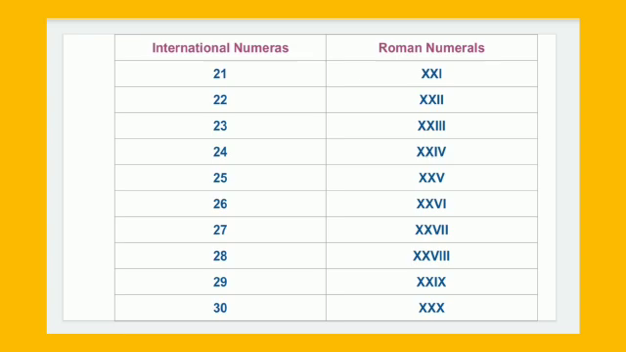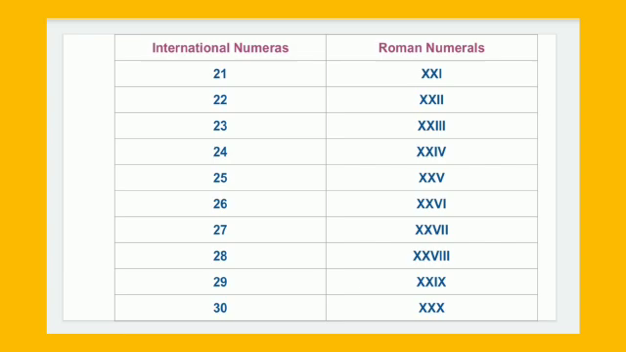Now we will see how to write down 21 to 30 numbers. 21, that means 20 plus 1, hence XX and I. 22, 20 plus 2, so XX and II. 23, 20 plus 3, hence XX and III. 24, 20 plus 4, hence XX and IV. 25, 20 plus 5, so for 20, XX and for 5, V.